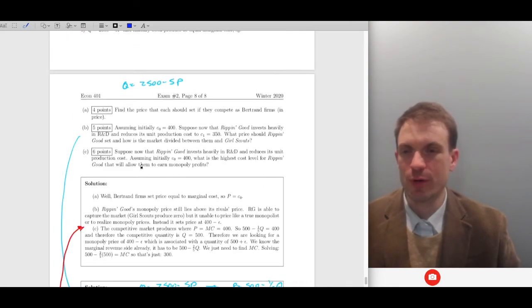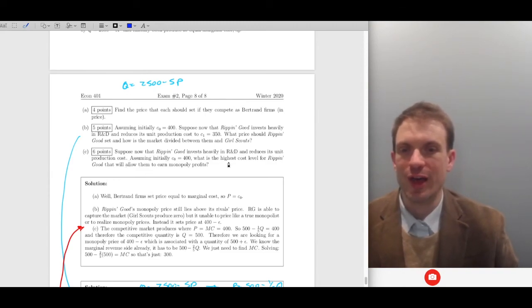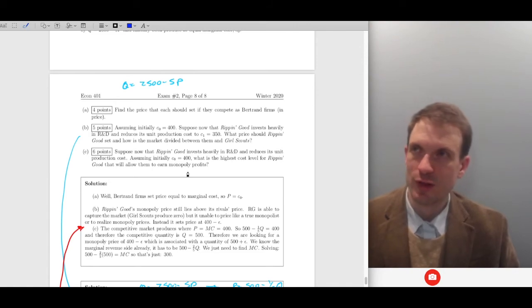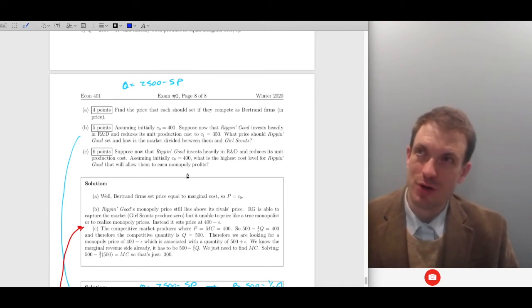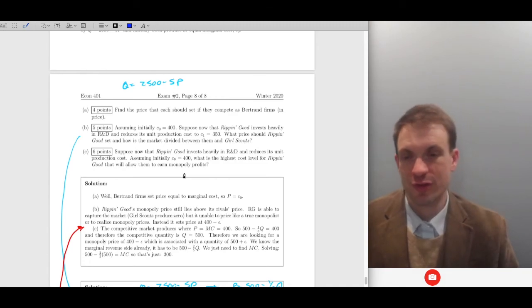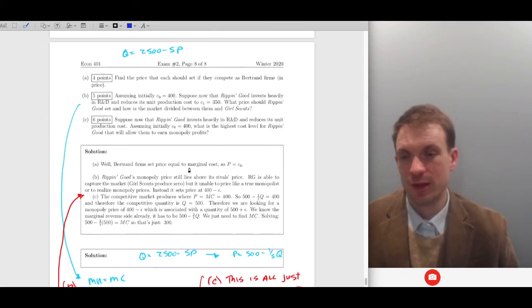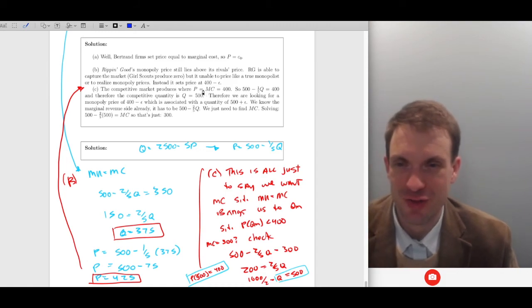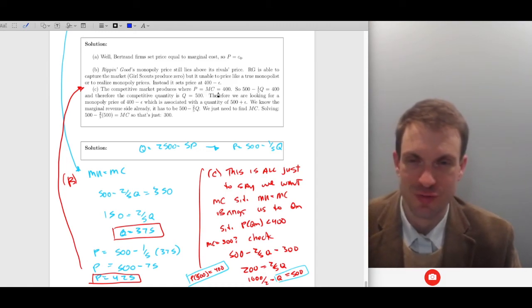Then I say, suppose they invest heavily, reduce the production cost. What's the highest cost level for Rip and Good that would allow them to earn monopoly profits? So basically, I'm asking, what's the highest cost level such that when I set that marginal cost equal to marginal revenue, it kicks out an output that's going to give me a price that's strictly lower than 400. A competitive market is going to produce where price is equal to marginal cost is equal to 400.